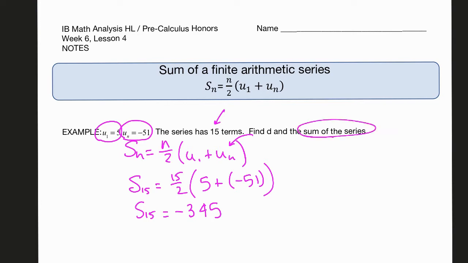I found the sum of the series, but I haven't finished answering the whole question. It also says to find d. Well, this formula doesn't have a d in it. So I'm going to have to go back to the formula that we had in the last lesson.